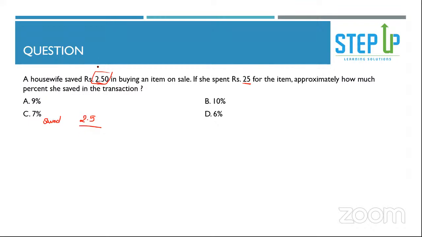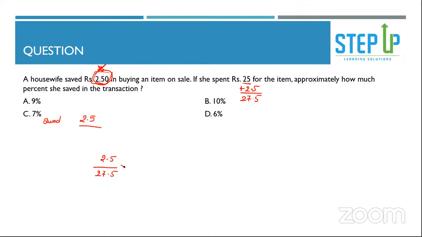If she wouldn't have saved this, how much was she supposed to pay? It means she is supposed to pay 2.5 extra here. It means 27.5, right? So the total amount she bought, or the purchasing she had done, is 27.5 rupees, but she saved 2.5 rupees on that.